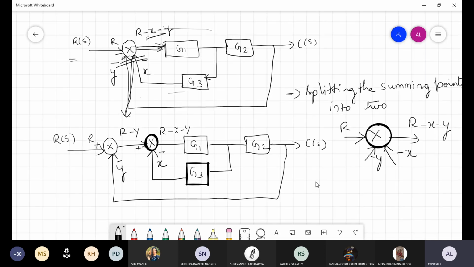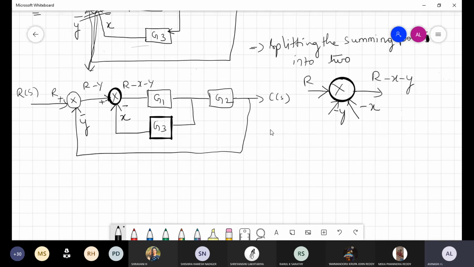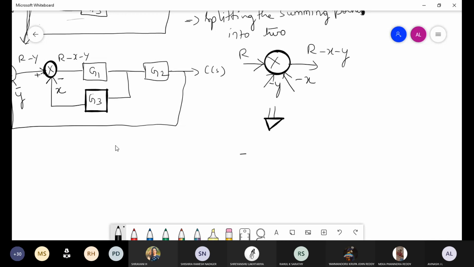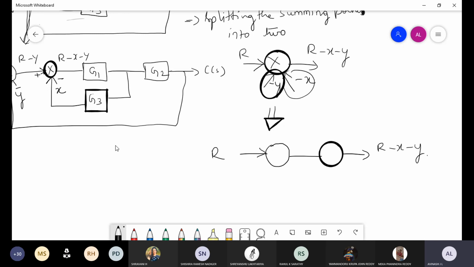So now this thing I need to split. So what I'll do, finally one summing point, I'll split it into two summing points. So here R will be the same thing, and here R minus X minus Y only we should come. So here two inputs are there, no? So these two inputs I am taking separately. One time I'll take minus Y and one other time I'll take minus X.